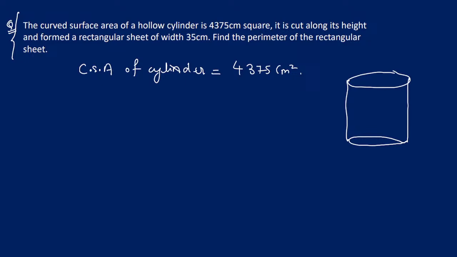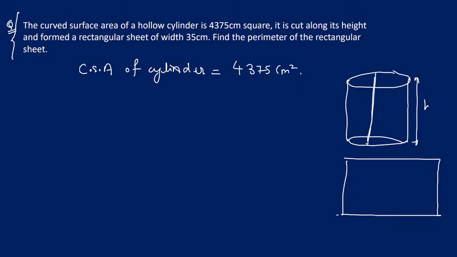We have to cut it along the height, correct? This is the height, and if we cut the cylinder along the height and open it, it will form a rectangular sheet. You know that this is the height of the cylinder. Here it is given that the formed rectangular sheet has a width of 35 centimeter, and this width of the rectangular sheet is going to be the height of the cylinder.